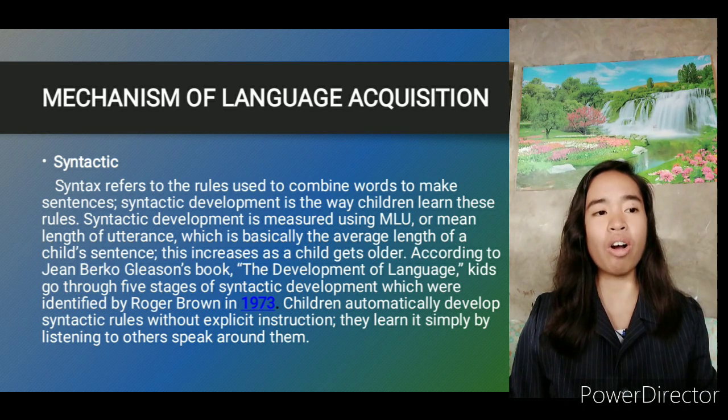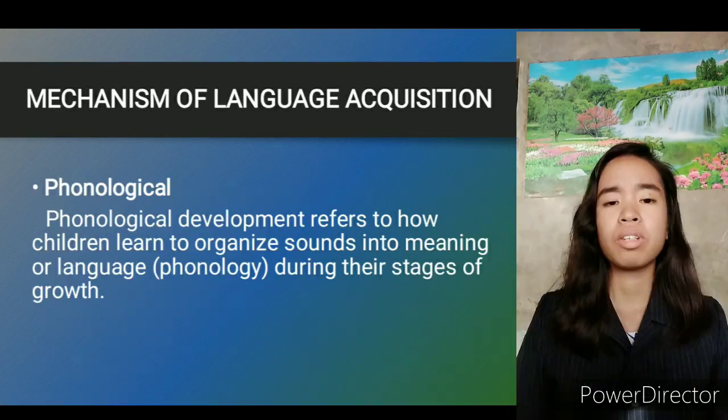According to Jean Berko Gleason's book, The Development of Language, kids go through 5 stages of syntactic development, which were identified by Roger Brown in 1973. Children automatically develop syntactic rules without explicit instruction. They learn them simply by listening to others speak around them.